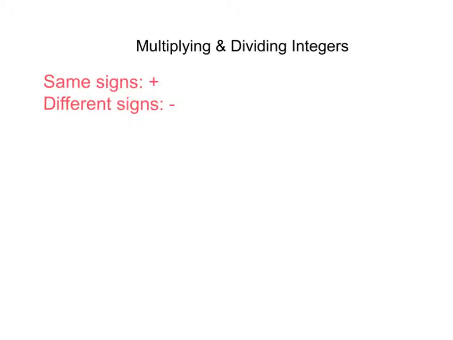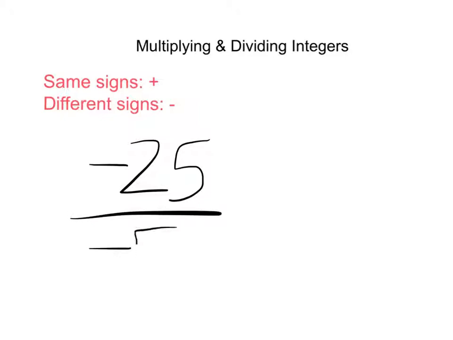Let's take a look at a division problem now. Let's say, for example, we had a problem like -25 divided by -5. Well, remember the steps. The first step is to simply multiply or divide the numbers, ignoring the signs. So in this case, we've got 25 divided by 5, which is, of course, 5.